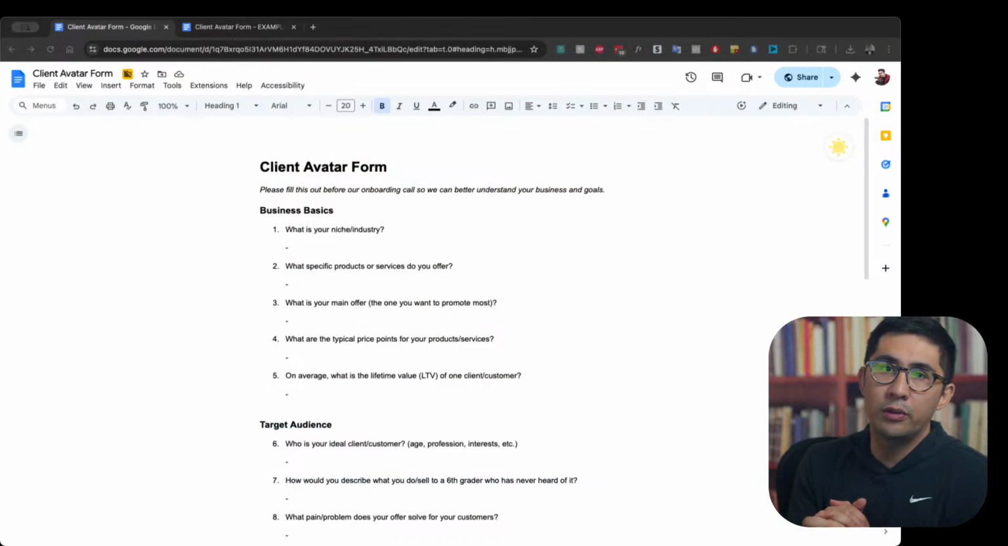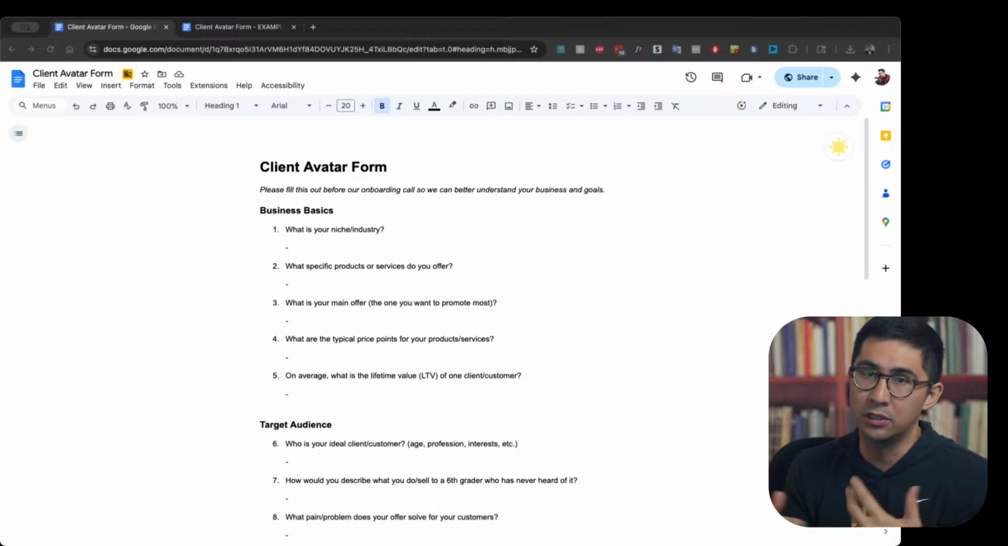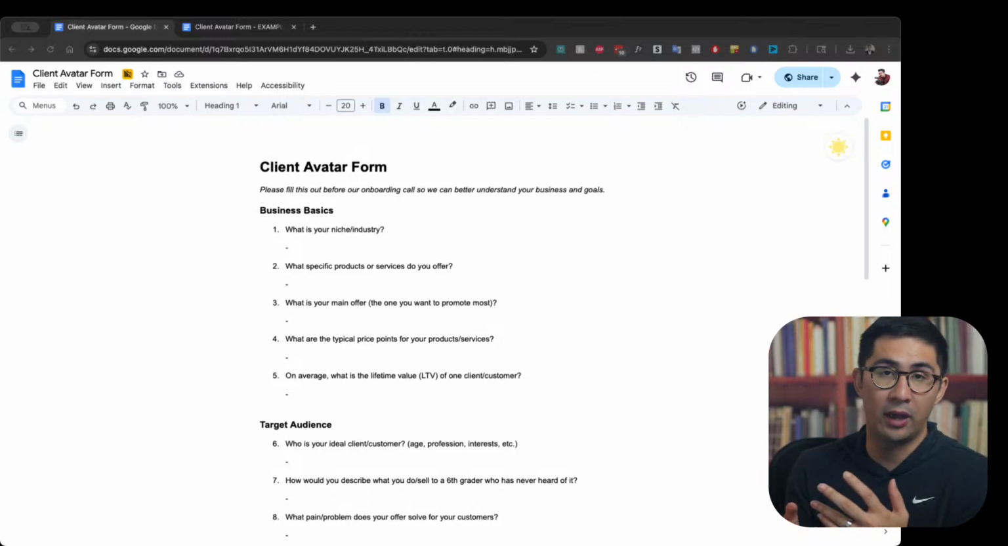Cool. Awesome. So this is a client avatar form, and as you can see here, we want our clients to fill this out before the onboarding call, which is just like a kickoff call, so we can better understand the business as well as the business goals. And like I said at the top, the main reason we have this client avatar form is so that we can create scripts for our clients, and make sure that the scripts are not only targeting the right people, but they're also offering the right things. So helping us by filling out this form is extremely vital.